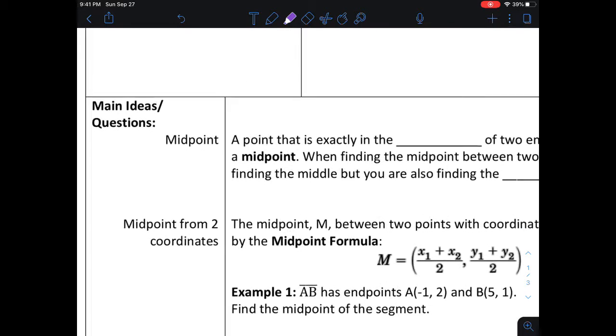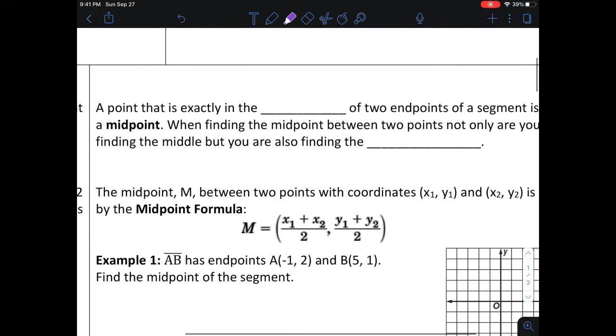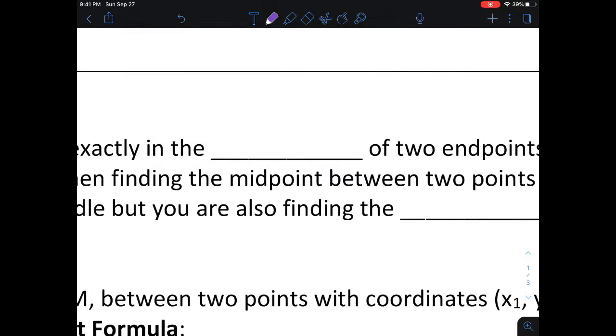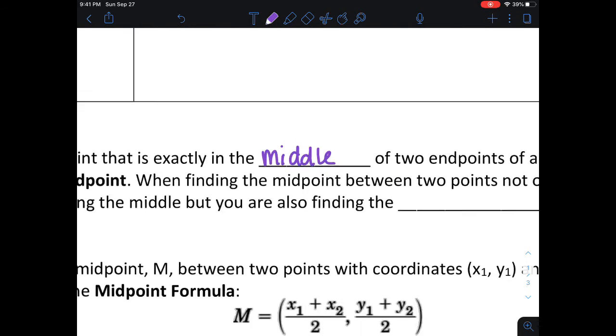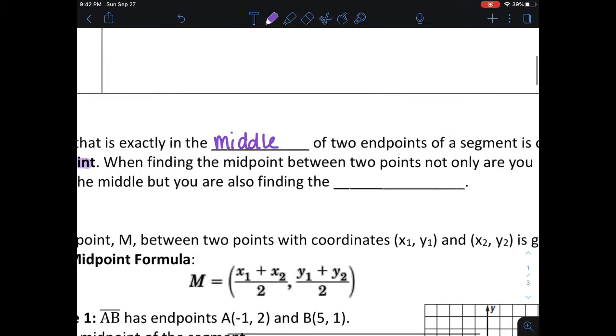So we did discuss midpoint being the middle point. So that would be a point that is exactly in the middle of two endpoints of a segment. Okay, so again, that is midpoint. When finding the midpoint between 2 points, not only are you finding the middle, but you're also finding the average.